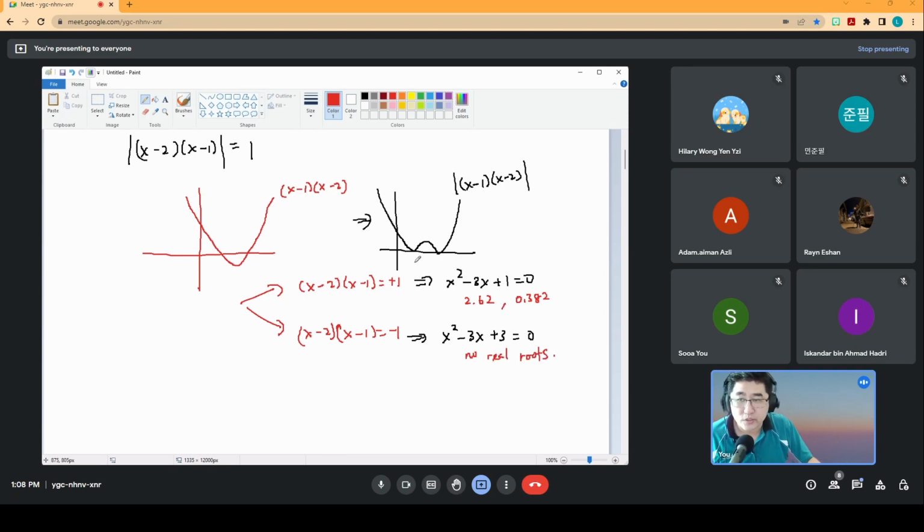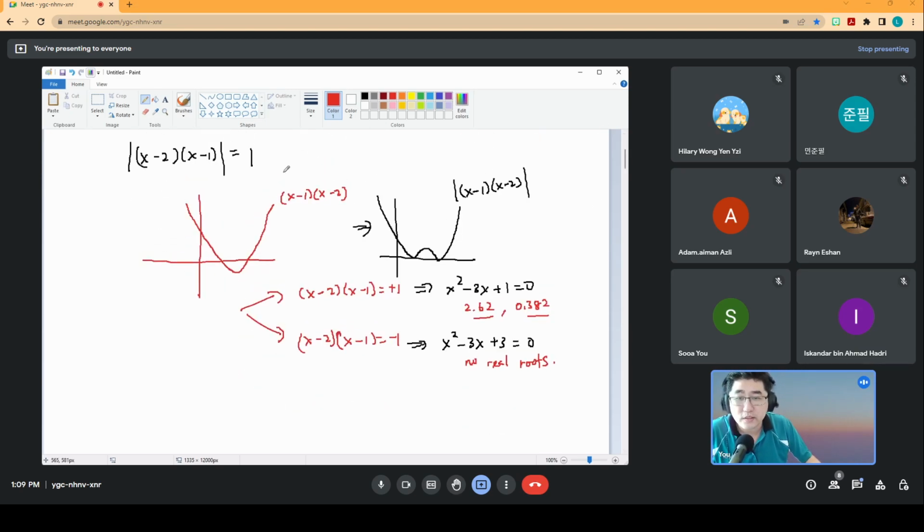So you will see that this question has no real roots for the negative sign. That means we only have two answers over here that actually satisfy the question.